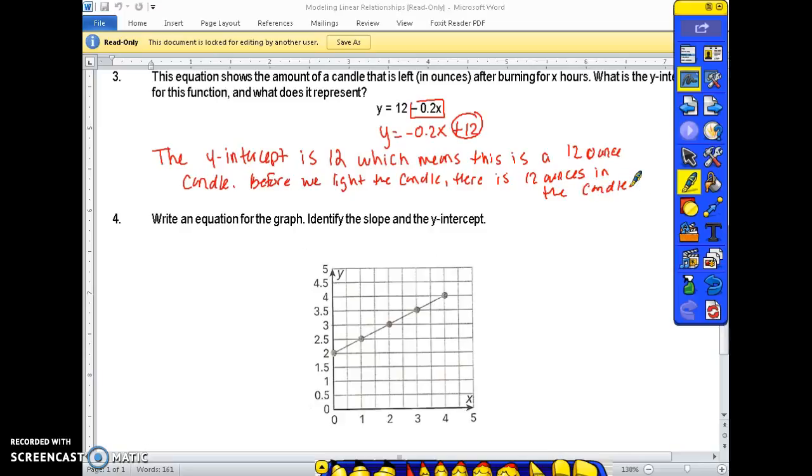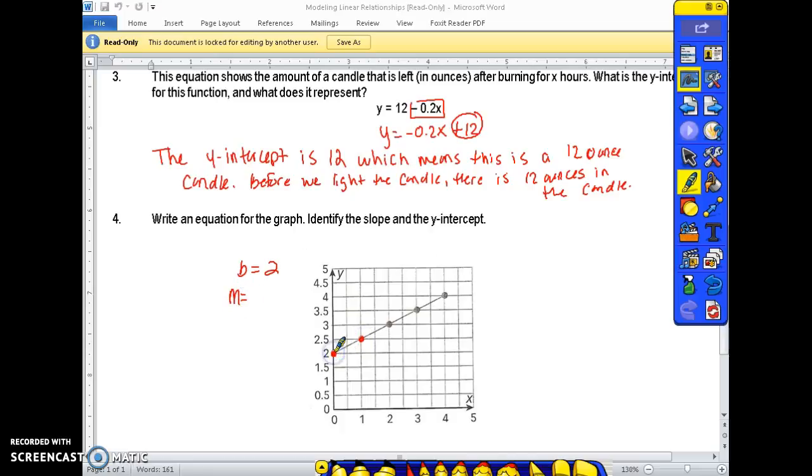And number 4, write an equation for the graph. Identify the slope and the y-intercept. When you write an equation for a graph, we learned this in our last unit. We start at the y-axis. Where the graph touches the y-axis is our y-intercept, because that's where the graph intersects the y-axis. Then to find the slope, we pick another point.